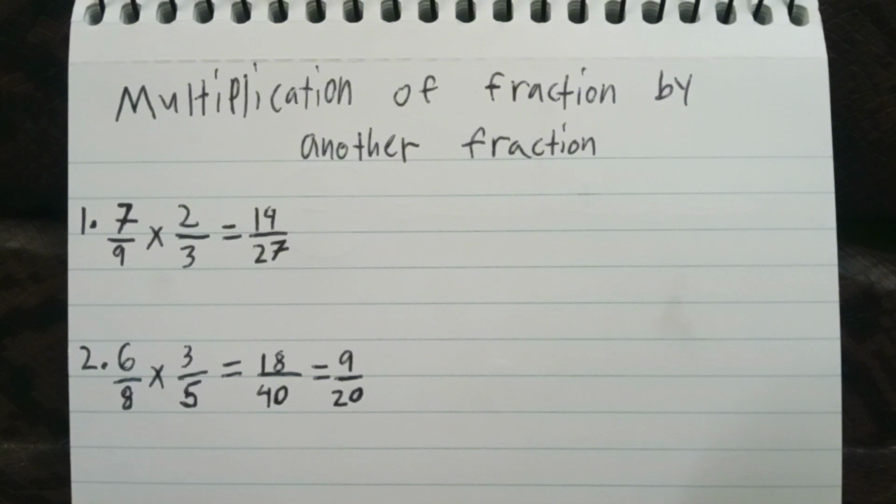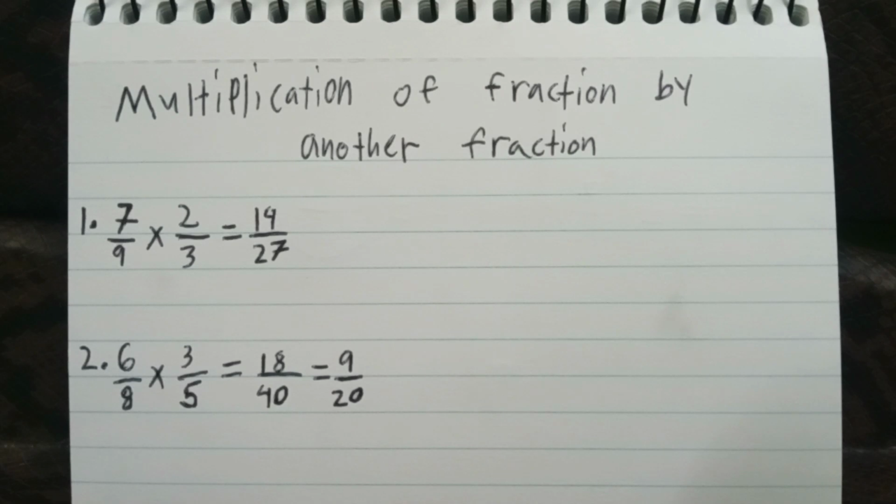As we have here, 7 over 9 times 2 over 3. The easy thing about multiplication of fractions is you just have to do it directly. You just have to multiply them directly, get your final answer, and simplify if needed. So let's start with the first example.